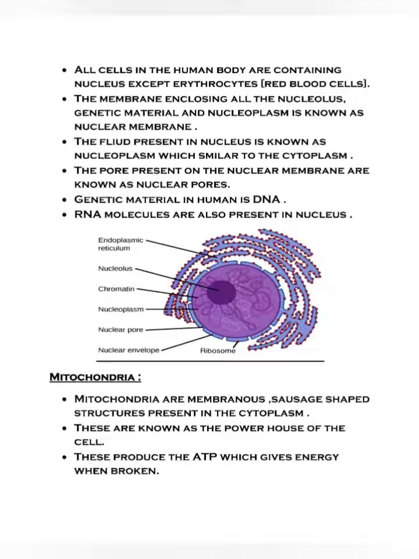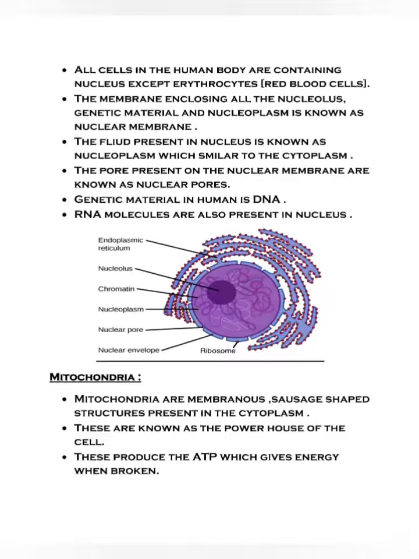Here we can see the structure of the nucleus. It contains the nucleolus, chromatin, nucleoplasm, nuclear pore, and nuclear envelope. Nuclear envelope is nothing but the nuclear membrane. And we can see the endoplasmic reticulum, that is, the rough endoplasmic reticulum, containing ribosomes embedded in it.